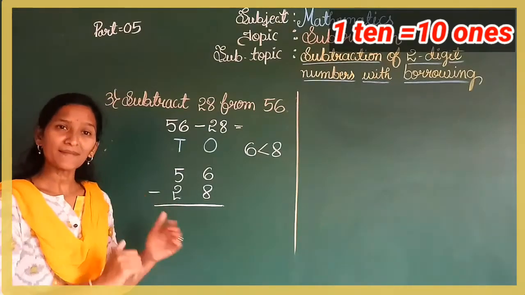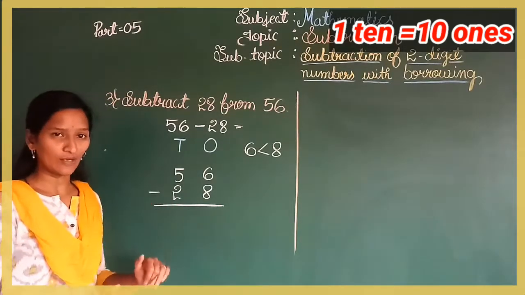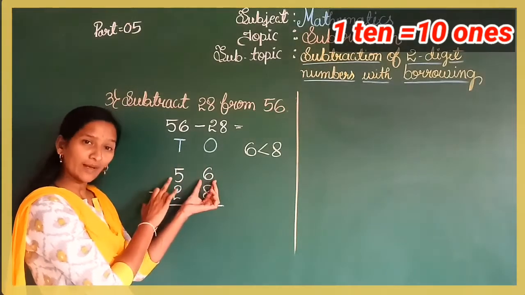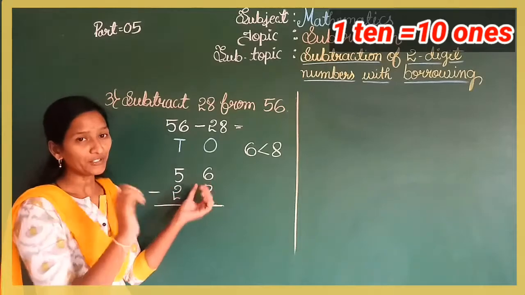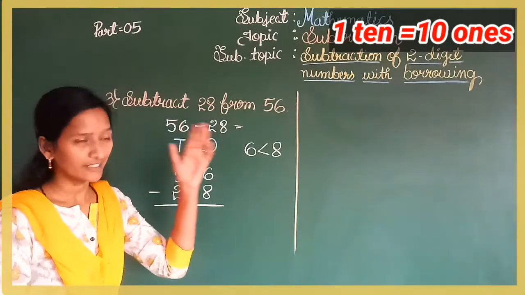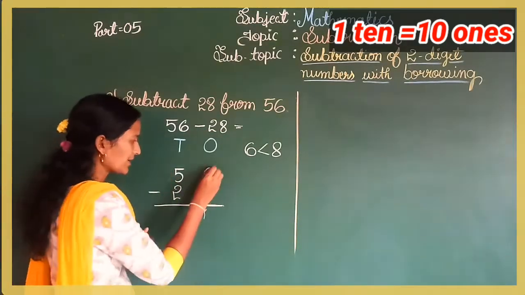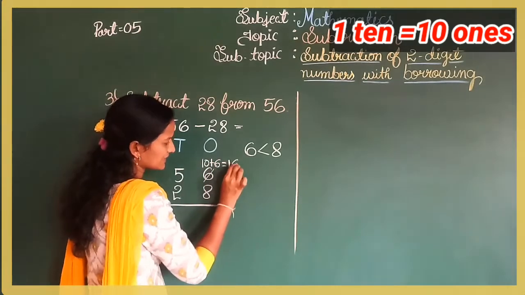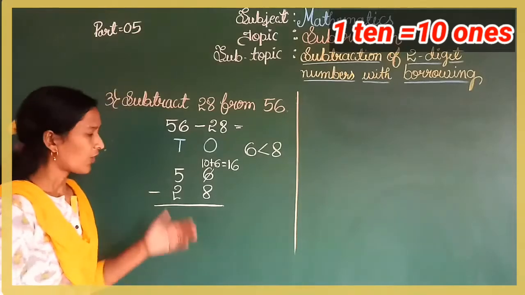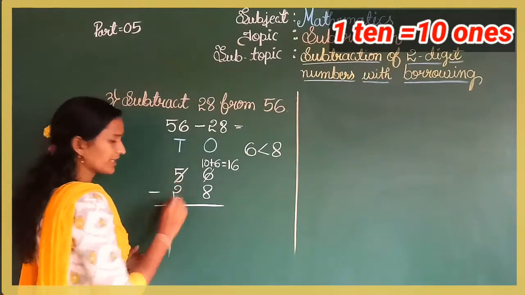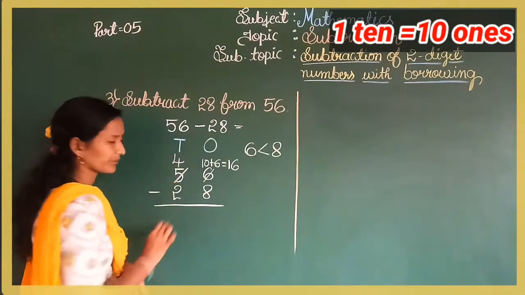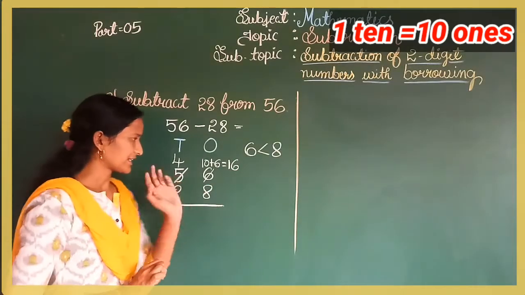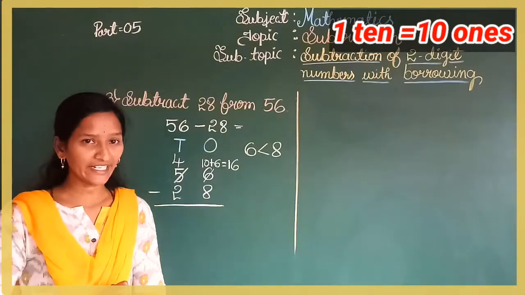So you have to take a borrow from the tens column. So here 6 will borrow 10 from the tens column. So already you know 10 is nothing but 10 ones. So 10 plus this 6. So 10 plus 6 is 16. After giving the borrow, this 5 tens becomes 4. Right? Yes, now what is 16 minus 8?